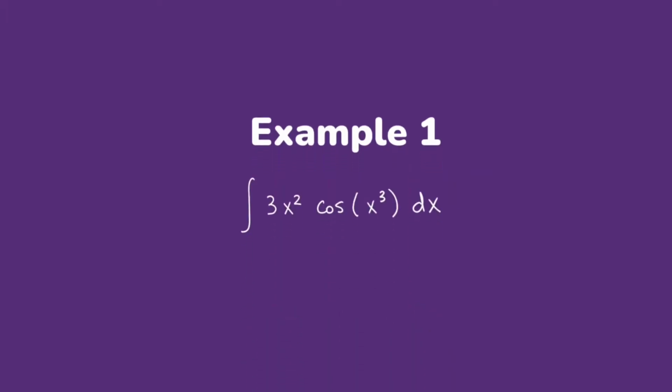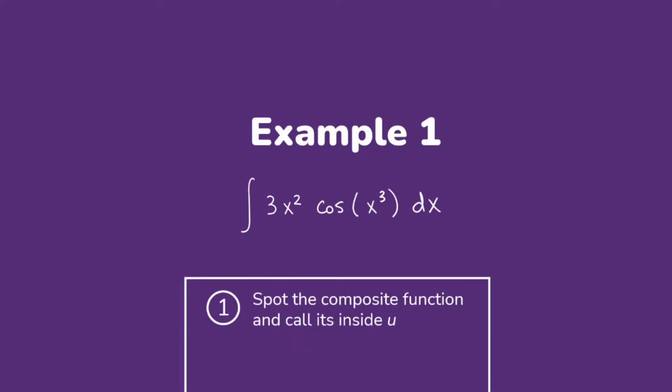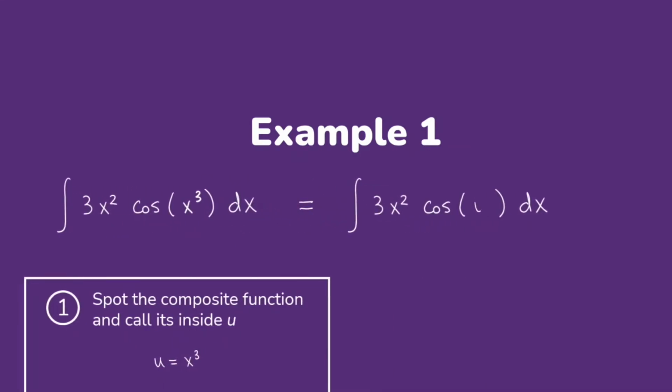We first find the composite function within it. Looks like cosine of x cubed. The inside part, x cubed, we will call u. With this shorthand, the integral looks simpler. The only problem is, we can't integrate yet. Our new expression has u's and x's and dx's all mixed together. Let's get rid of the dx.